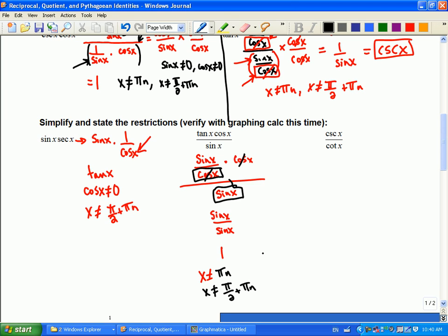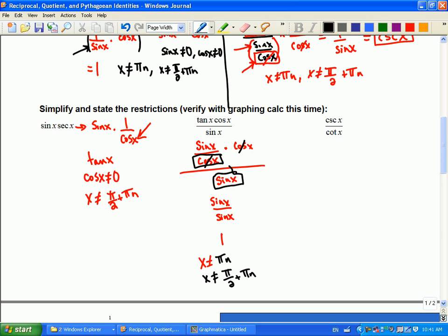So I ruined the surprise. It simplifies to 1. You're probably so excited to figure this out on your own, right? But when you get there, for your restrictions, you have 3 fractions, 3 divide signs that you're looking at. The bottoms of them are, sorry, there's only 2 there. It's cosine and sine. So in this case, it's both the multiples of pi and pi over 2 plus pi n for restrictions.